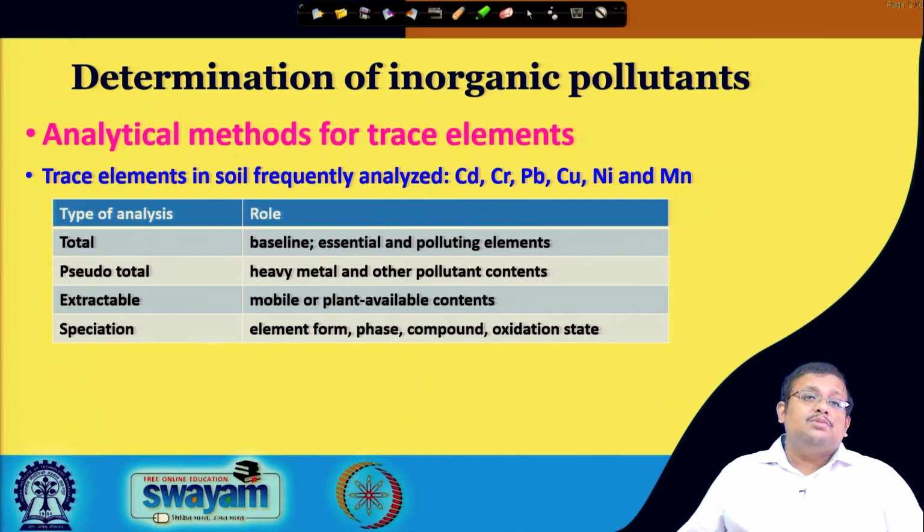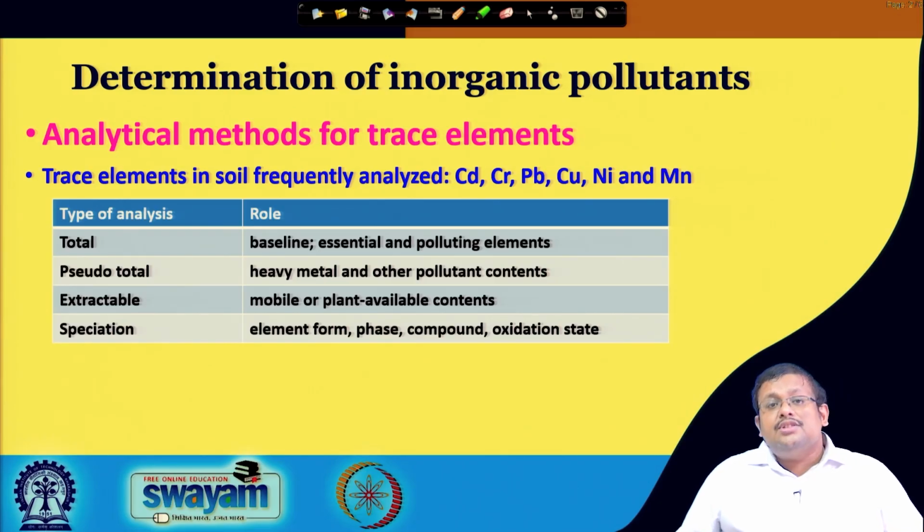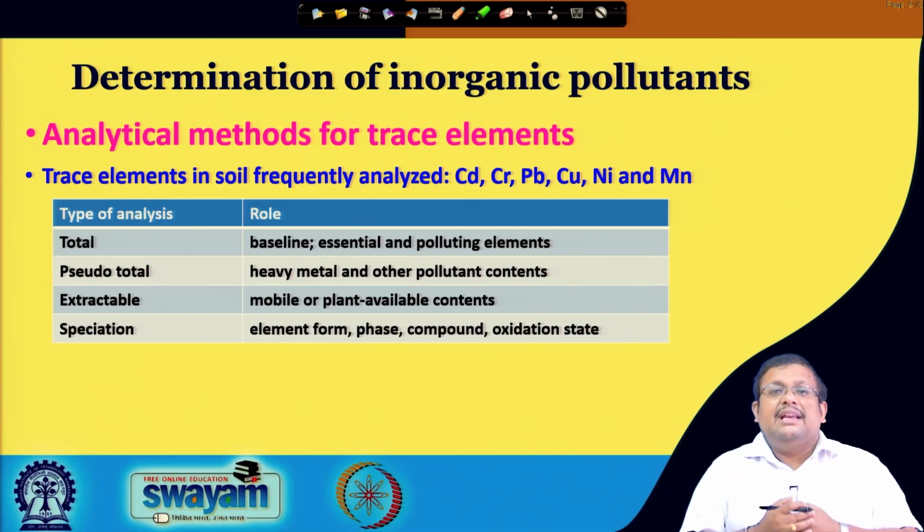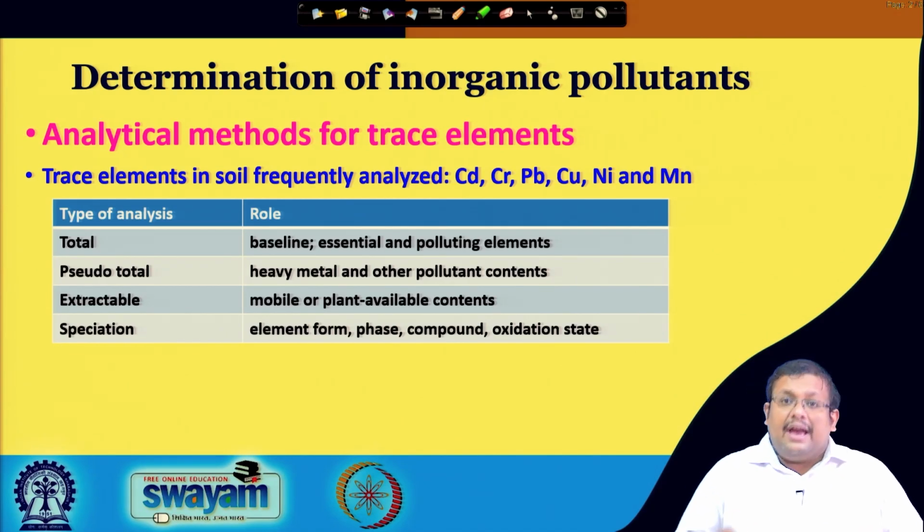Pseudo total analysis helps for the heavy metal and other pollutant contents sometimes. Then there are extractable elements, which are basically mobile and plant available contents, and speciation also, which denotes the element form, phase, compounds, oxidation state. So, depending on whichever form you want, you can use different types of reagents to extract that form. For total analysis, you have to use a different extractant. For pseudo total analysis, you have to use different types of extractant. For extractable or mobile, you have to use different types of extractant, and so on and so forth. So, this is how, based on our desired output or based on our specific element, we go with the specific type of analysis.